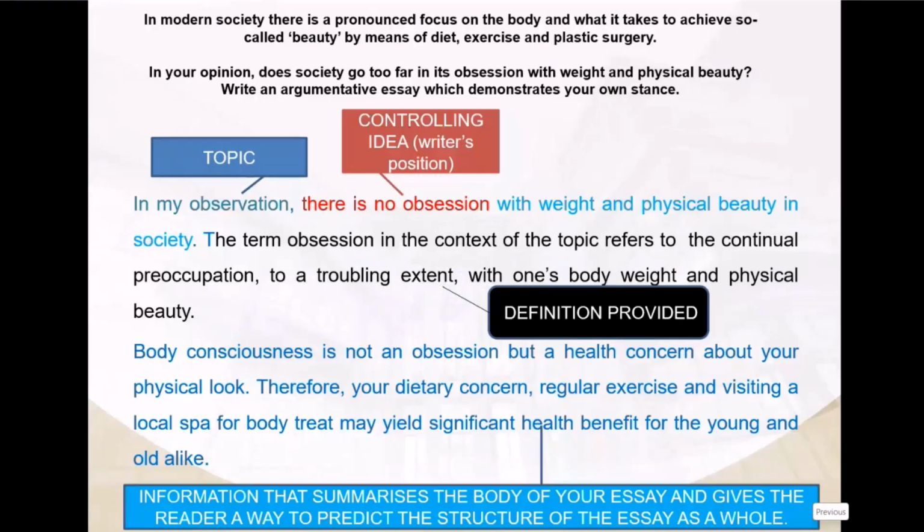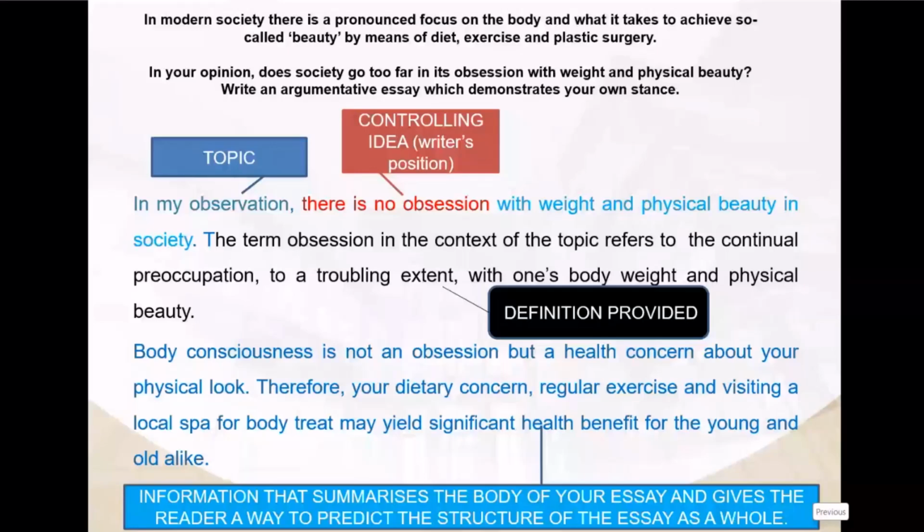Now, the student feels the need to define obsession so that the reader understands the student's interpretation of obsession as it is used in the essay. The term obsession in the context of the topic refers to the continual preoccupation to a troubling extent with one's body and physical beauty. Are the students obsessed in that sense, to a troubling, disturbing extent about their body?